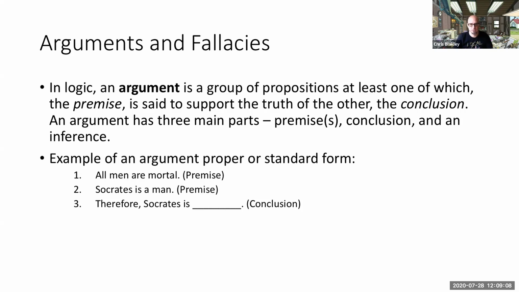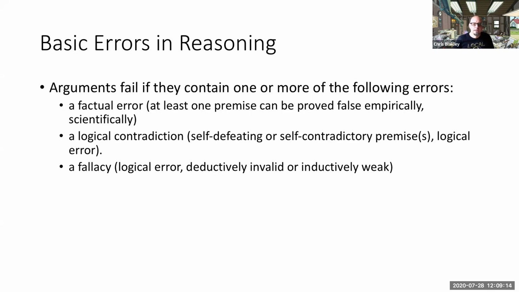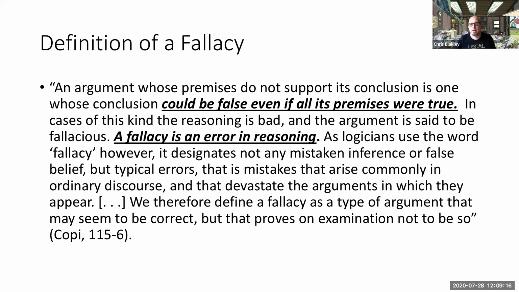So again, we have this definition of an argument: a group of propositions, at least one of which is said to support the truth of the conclusion. A fallacy then is an error in reasoning, but since there are different types of error in reasoning, we need to specify what a fallacy is. It's an error in reasoning such that even if the premises are true, they don't logically imply the truth of the conclusion. That's really what a fallacy is. So it doesn't really mean just a false statement.